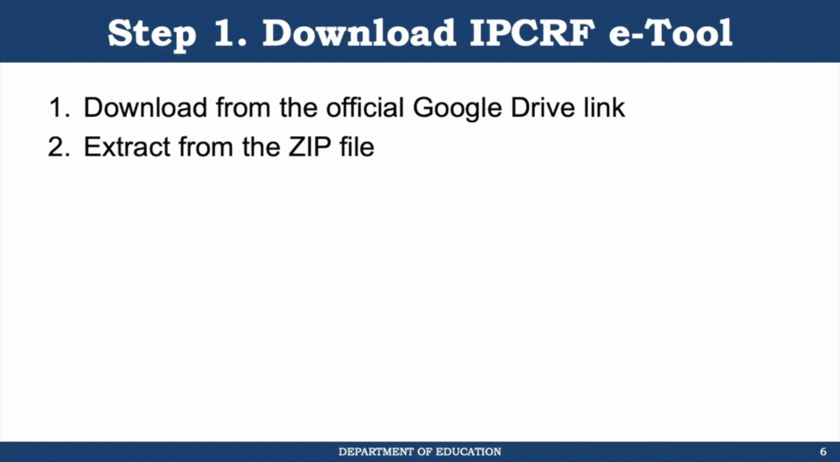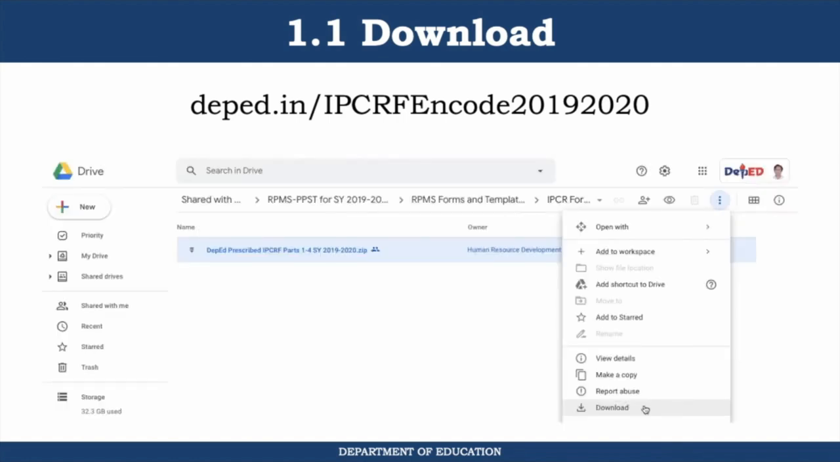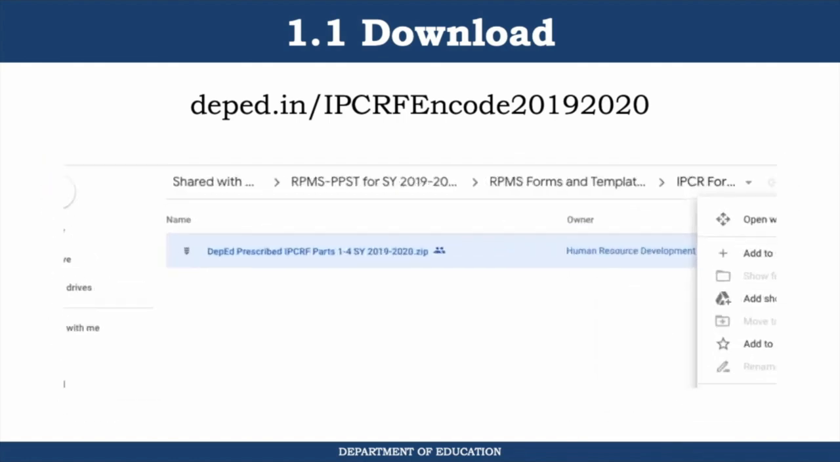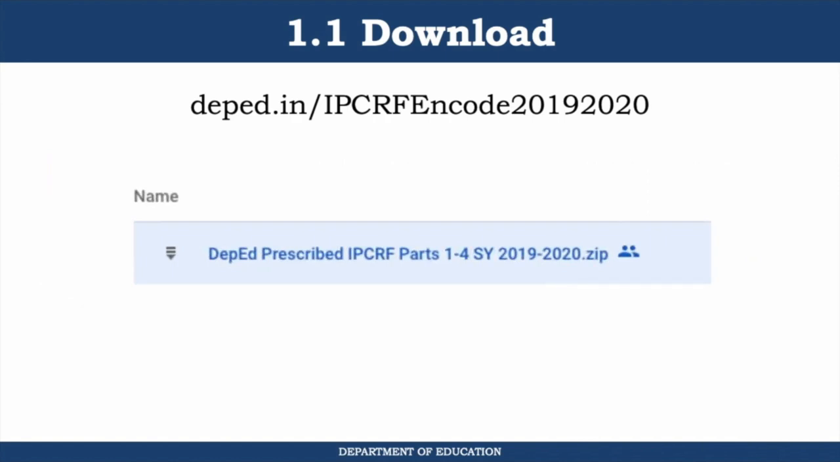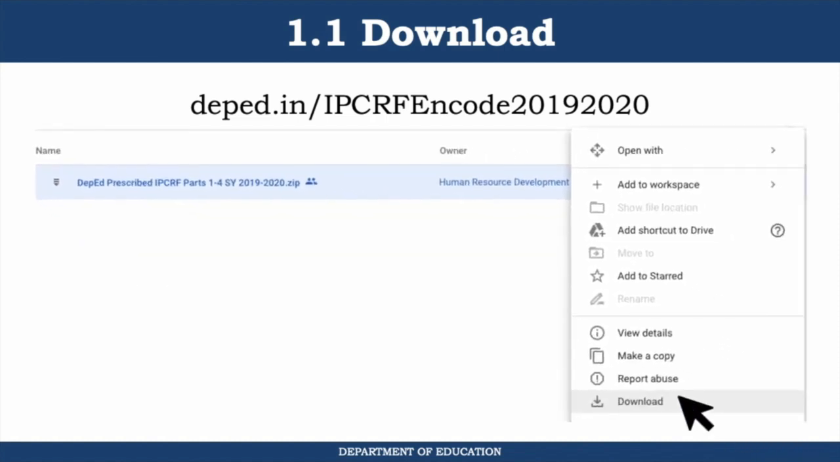So where does one download the tool? You can find the tool by opening this link, which takes you to a Google Drive folder. In there, you will find a zip named Deped Prescribed IPCRF Parts 1 to 4 SY 2019 to 2020. Simply right-click on the file and click Download.